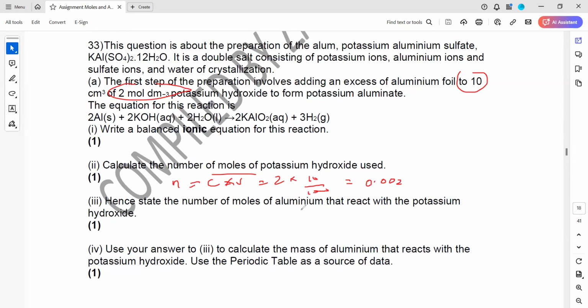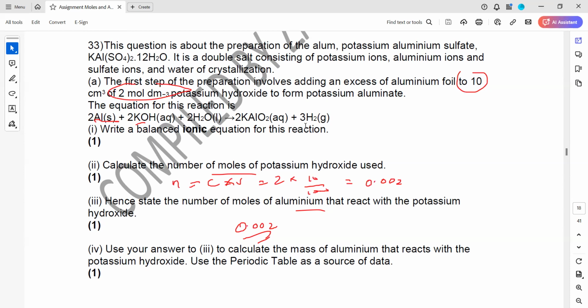Hence, state the number of moles of aluminium that reacted. So the ratio is 2:2 or 1:1. So the same number of moles will be there, because if we have the same ratio, then the same number of moles will react. If it was 1:2, then double the moles will be there, like twice the moles.